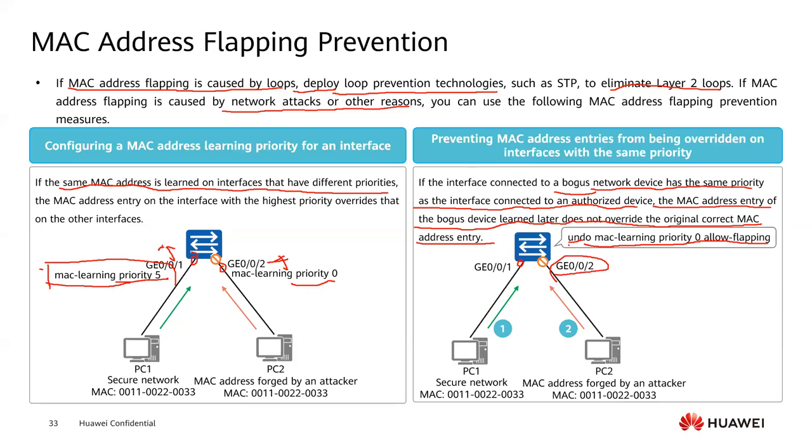You can use this command, mac-address learning priority zero or loading flapping. It means for this port, if one MAC address already exists in the MAC address table on another port, and this port receives a frame whose source MAC address is the same as that on the other port, because this port is not set as allowing flapping, this port will not learn this MAC address.